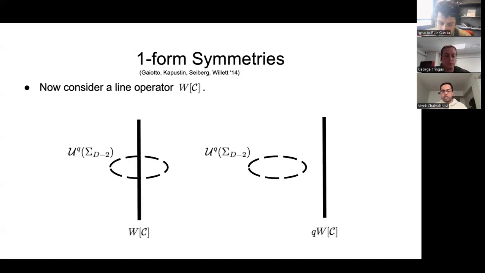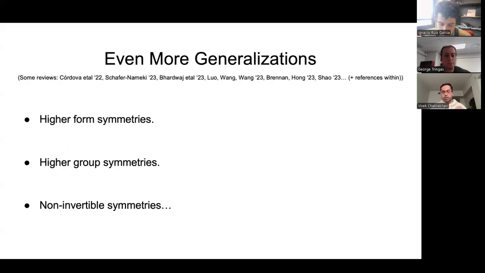Now, the first generalization I can make from this is to stop considering local operators and instead consider a line operator, which I'm labeling by W. But once again, I'm just computing the linking between this line operator and some sort of symmetry operator. This time, the symmetry operator has support on a codimension 2 surface. The thing to note here is that there are always two different objects that I need to talk about. One is the symmetry operator, and one is the operator I want to charge with the symmetry, or the defect of the theory. So what we just saw was an example of what's known as a higher form symmetry.